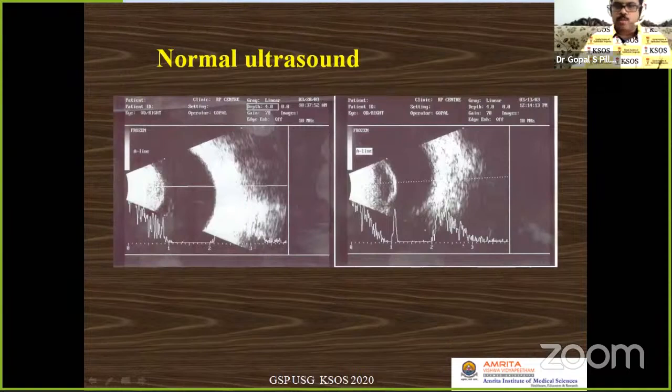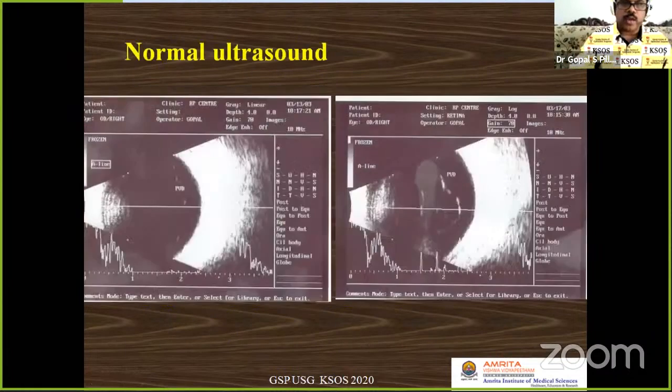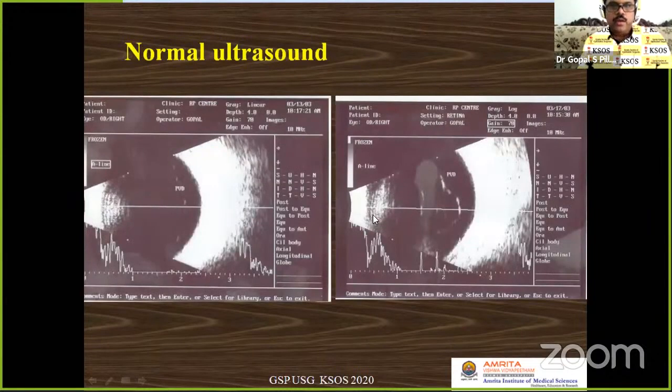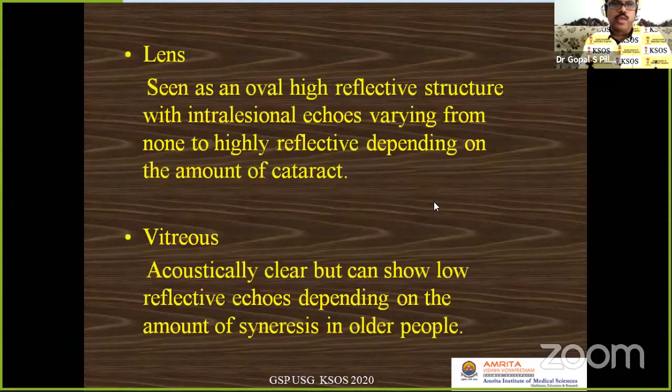I'll just show you some of the normal lens. It is seen as an oval high reflective structure with intralesional echoes. So now this is a lens. The second picture here shows the lens. This is the posterior capsule. This is almost a clear lens, whereas as the lenticular intrasubstance echo increases, that means there is more of a cataract. And sometimes there can be reverberations behind it when you have a pseudophakia.